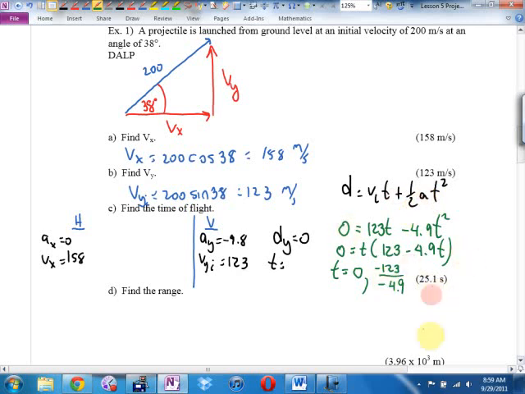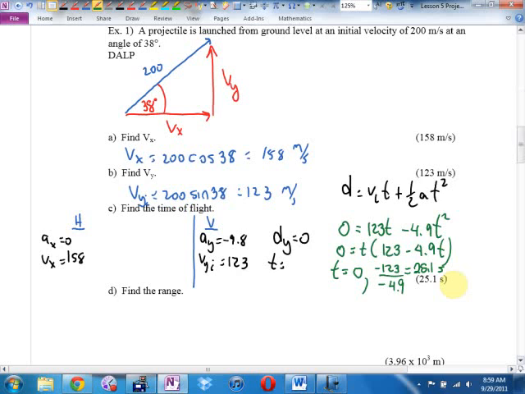What is negative 123 divided by negative 4.9? Someone? Equals 25.1 seconds, which is what I said. Okay? That's a unique situation where your quadratic will still stay a quadratic, but not a yucky quadratic. If you're starting on ground, ending at ground.